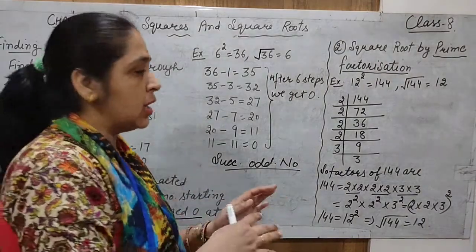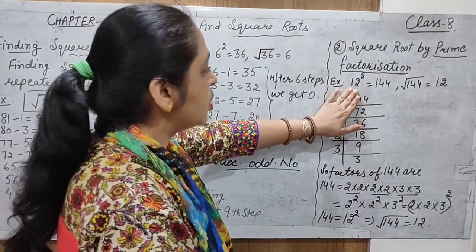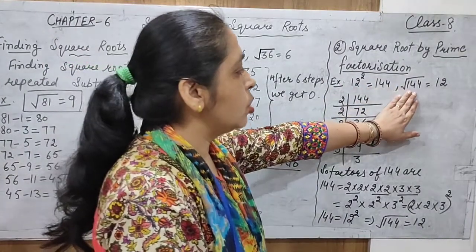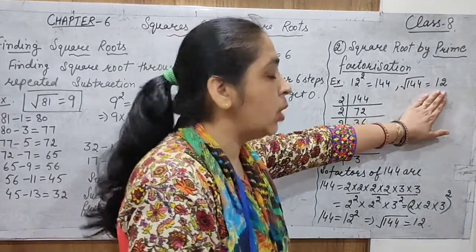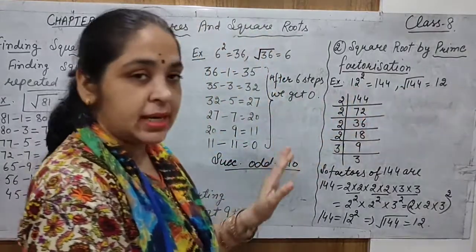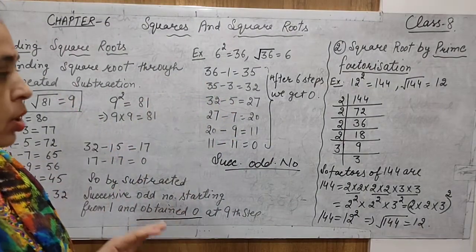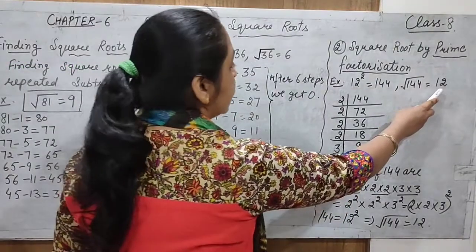Now let us start with a number. Suppose 12 squared is equal to what? 144. And so the square root of 144 is equal to 12. This you understand, as we have done previously in other examples also. Now the value of 12 is the answer.